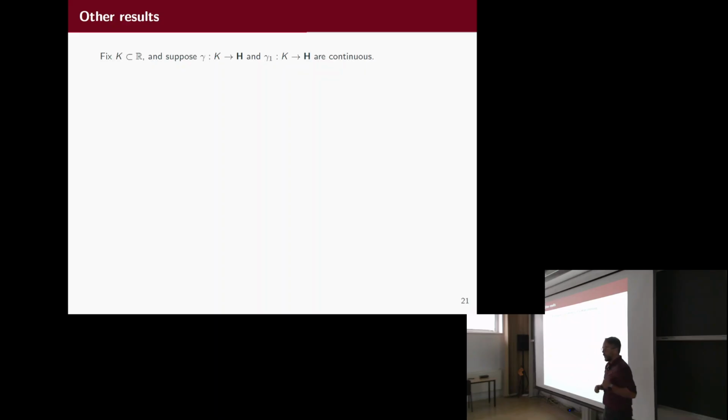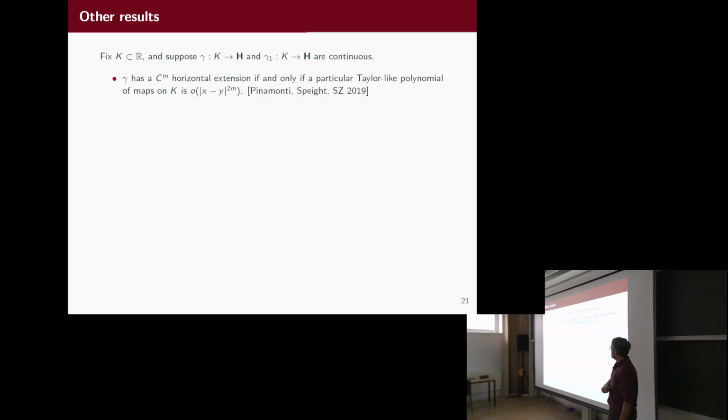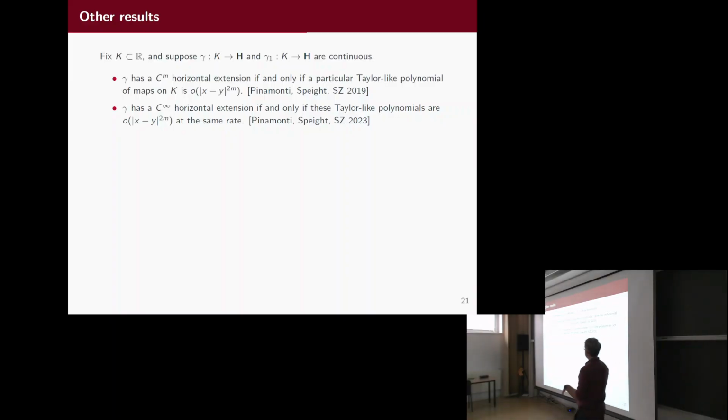Here is just a list of other results that have happened in the past decade related to this. There is a Cm horizontal extension classification result. It relates to more Taylor-like things that don't have, as far as we can tell, a nice geometric interpretation. No one has yet discovered a nice geometric interpretation. That was done with Andrea Pinamonti and Gareth Speight. And by no one has yet discovered, I'm not pretending like there are people digging deeply into this besides me. So yeah, my ego's not that big.